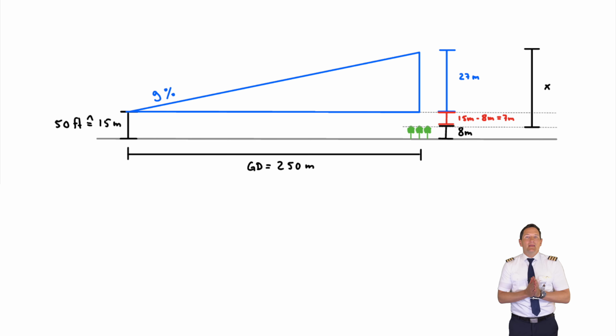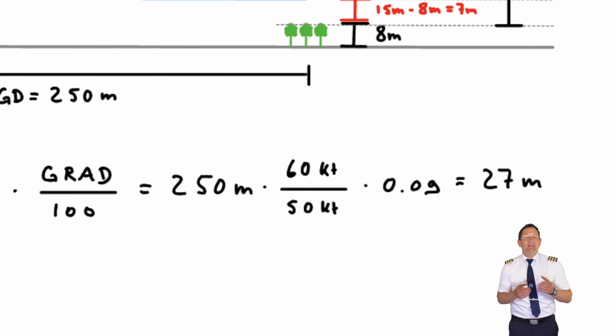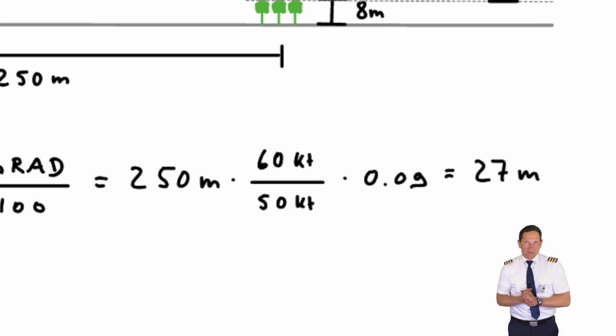Therefore, we need to apply the formula for height difference in wind conditions. So we have the ground distance of 250 meters. We will now multiply this by the ratio of our true airspeed of 60 knots divided by our ground speed. With the headwind of 10 knots, our ground speed will be 50 knots. Now this ratio will easily allow us to determine the air distance in given wind conditions.